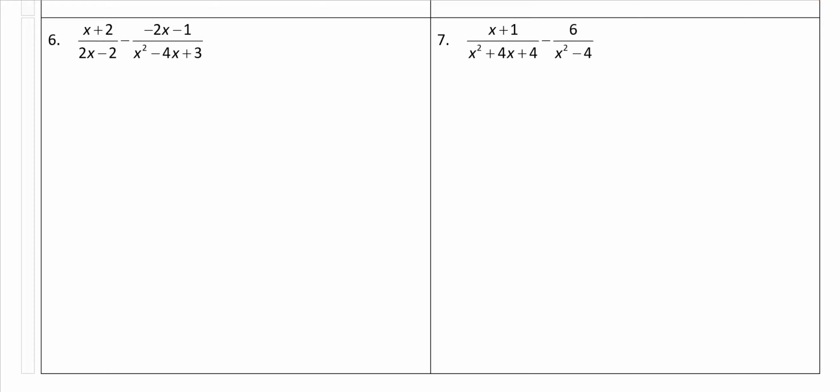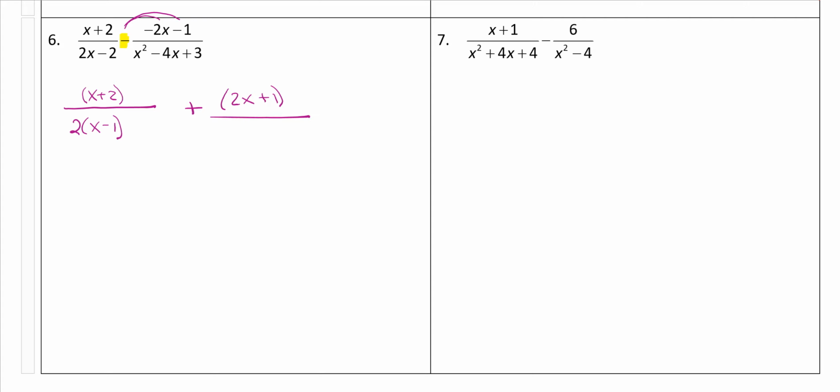All right, let's try number 6. So number 6, again, we're going to start by factoring the denominators completely. So I have this x plus 2. 2x minus 2 is 2 times x minus 1. Now, I really don't like working with minuses here, because we tend to make mistakes. So instead of making this minus, I'm going to make this a plus. To make that a plus, I'm going to have to distribute my negative to both of those terms. So I'm going to write that as 2x plus 1. Okay, and that's just going to save me some pain in the future.